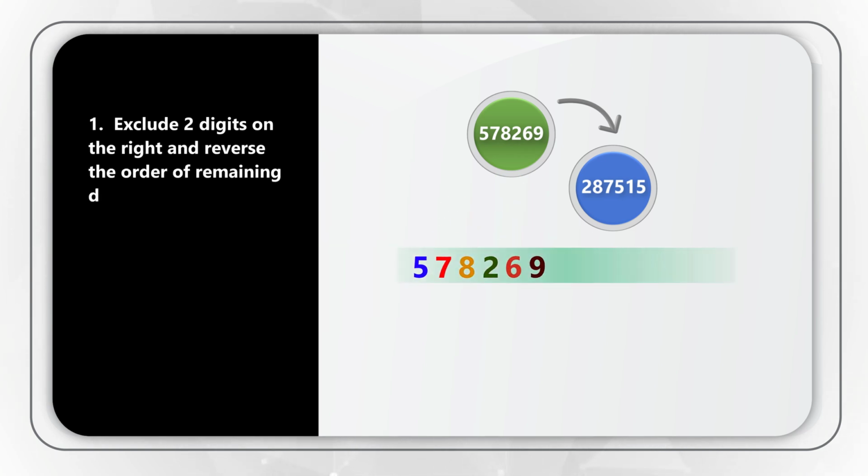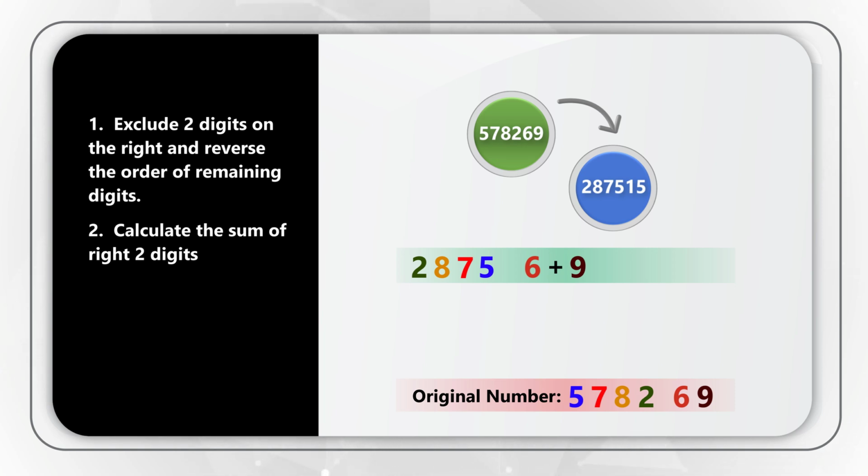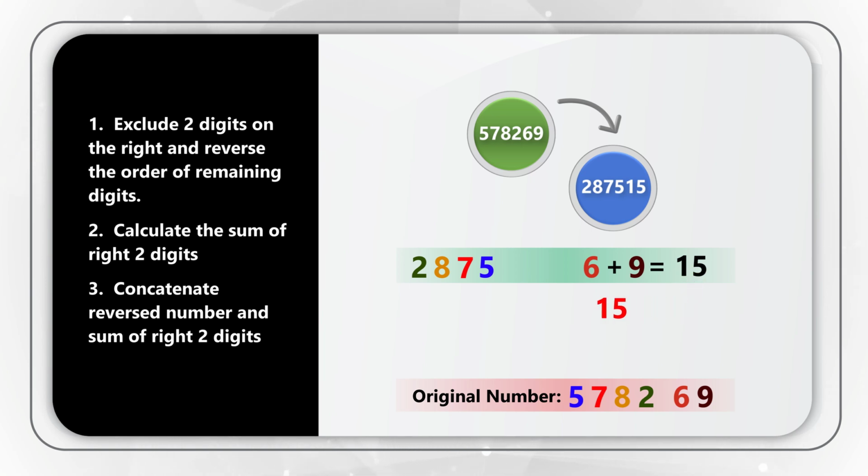Step 1. We need to exclude 2 digits on the right and reverse the order of the remaining digits. For example, the original number is 5782 and then 2 digits 69. We separate 69 and then reverse the order, and the number becomes 2875, and then we do the remaining calculations with the numbers 6 and 9. And the calculations are very simple. We basically add 6 plus 9, and the end result of it is 15. Then we concatenate 2875 and 15.